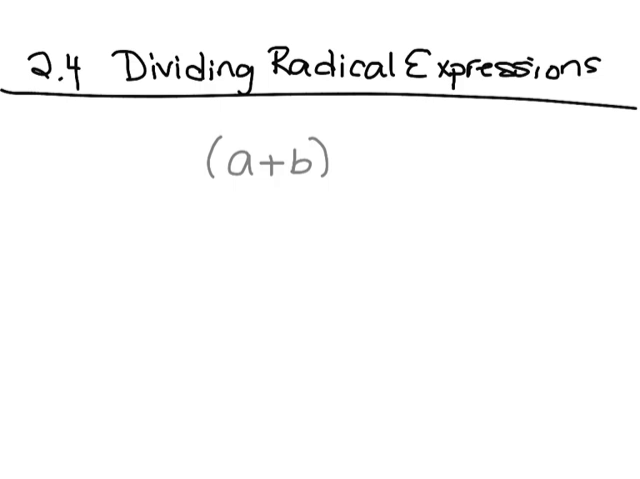Dividing radical expressions. To divide radical expressions, you're going to obviously have a numerator and a denominator. When you have radicals, you cannot have a radical in the denominator. For it to be in proper form, you need to have the radical as the numerator, and have no radical in the denominator. So a way that we do this is to rationalize the denominator.